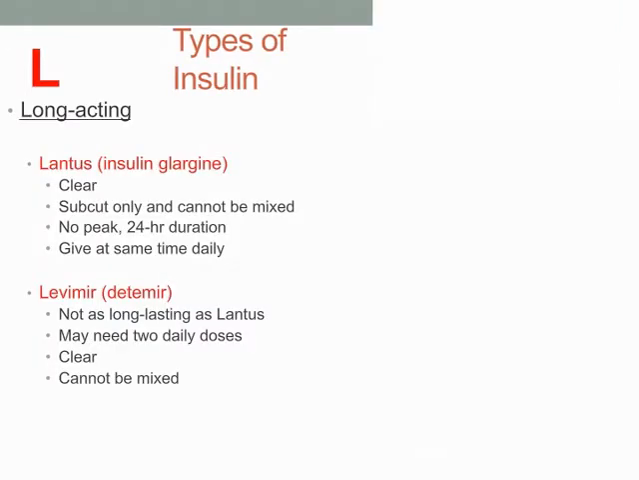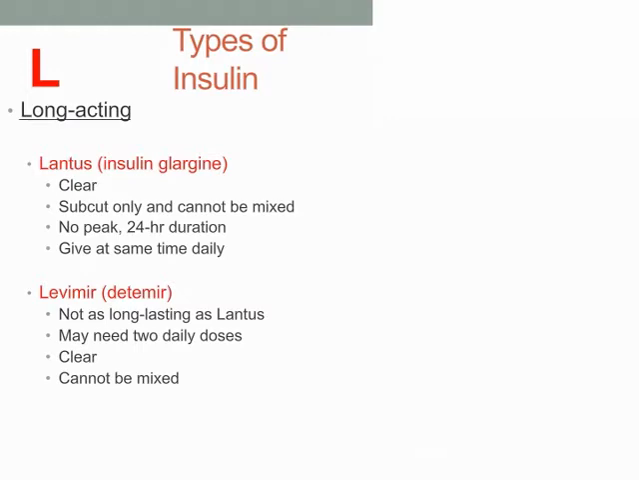Now let's talk about the last type of insulin that's a single drug in a vial, long-acting insulin, or L. There's two basic types on the market, trade names that are on the market, Lantus and Levemir. They are both clear, so you do not want to get them mixed up with regular insulin. They cannot be mixed with any other kind of insulin. They do not have a peak of action. They last for 24 hours, and they need to be given at the same time of the day.